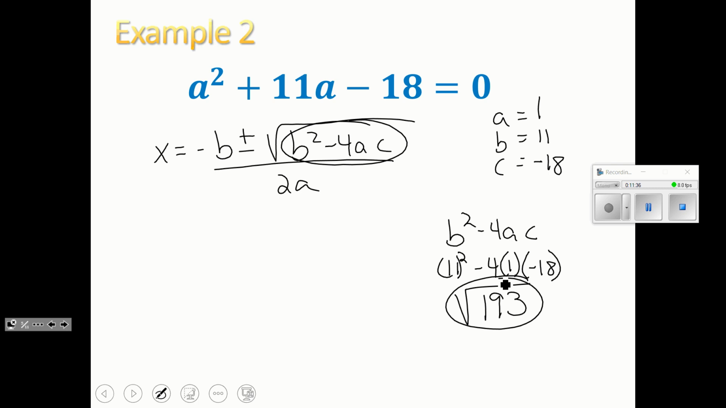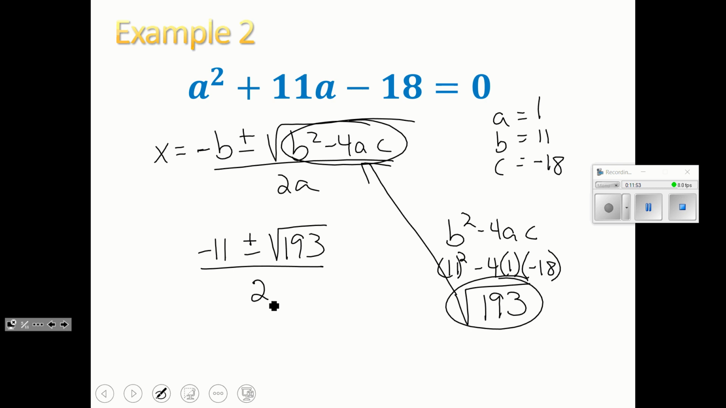Okay, so let's go plug into our formula. Negative b is going to be the opposite of b, which would be negative 11, plus or minus, let's plug this in, the square root of 193, all divided by 2 times 1, or 2.